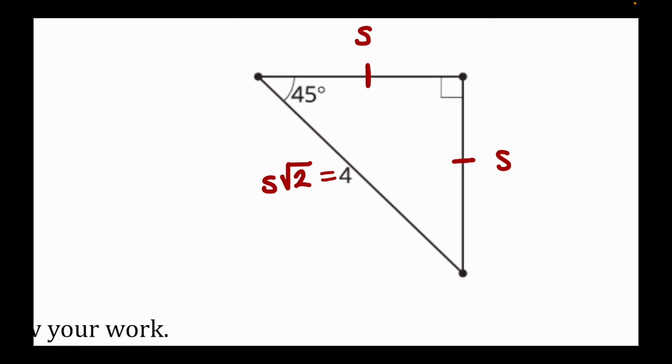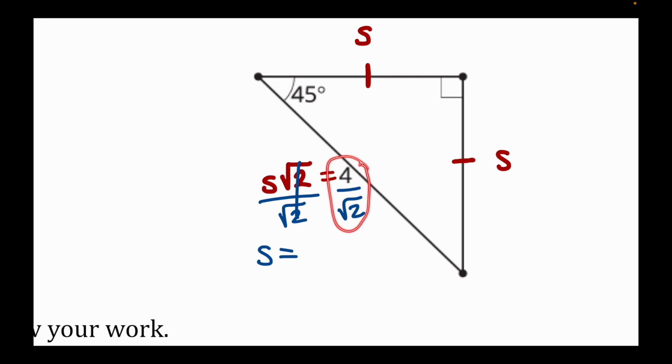What would you do? Well, you would have to divide by the square root of 2 on both sides. I'm going to do this work here in blue, that way it stands out a little better. So we would divide by the square root of 2, and that would leave us with S. But then we have to simplify this 4 divided by the square root of 2 piece.